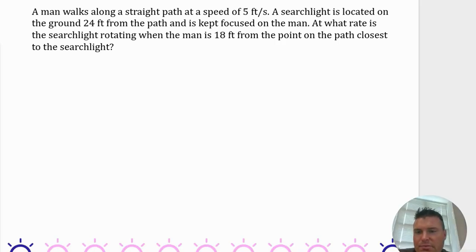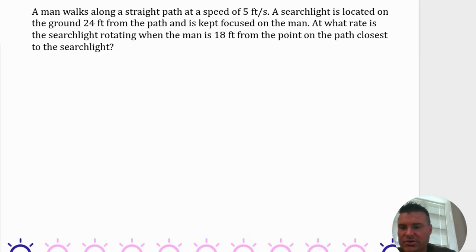So for this problem, we have a man walking along a straight path at a speed of 5 feet per second. The searchlight is located on the ground 24 feet from the path and is kept focused on the man. At what rate is the searchlight rotating when the man is 18 feet from the point closest to the path? So kind of a weird constructive problem here, but what we have going on is this searchlight is following this person and rotating, and we've got to see at what rate this searchlight is rotating.